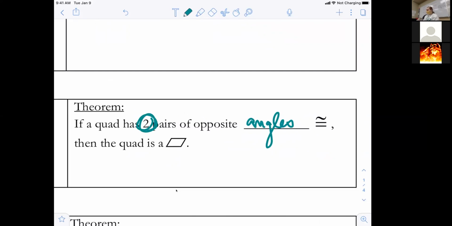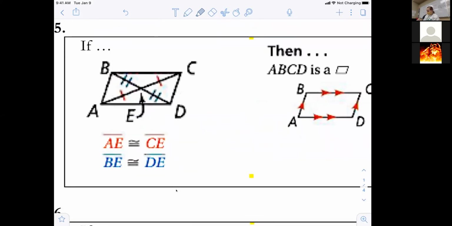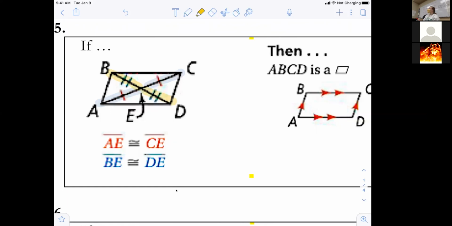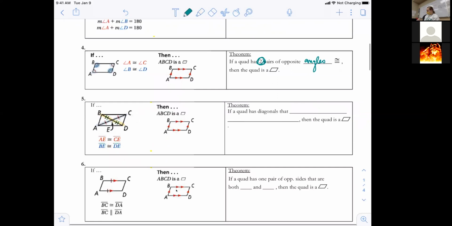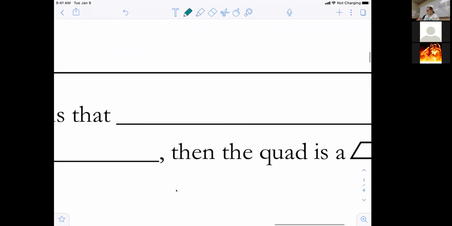And then there's one more that we've already talked about. I think Billy reminded us of this a minute ago. If AE is congruent to CE, and if BE is congruent to DE, then we have a parallelogram. So in words, I'd say if a quad has diagonals that bisect each other.